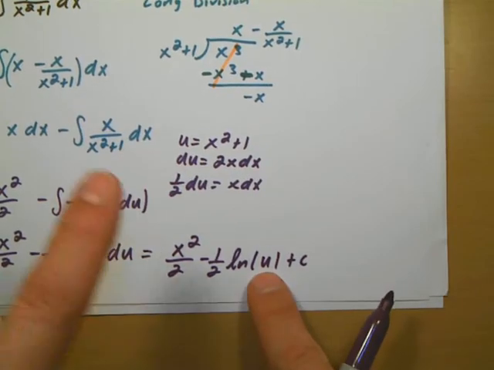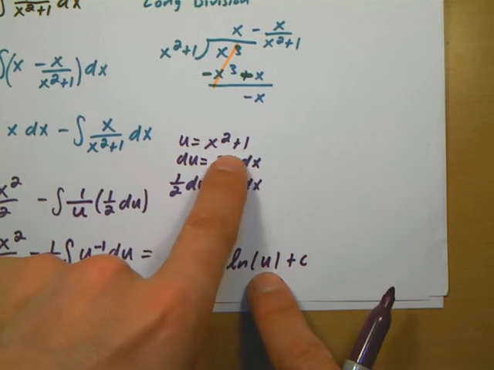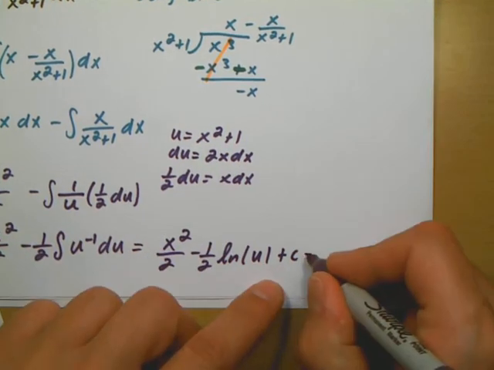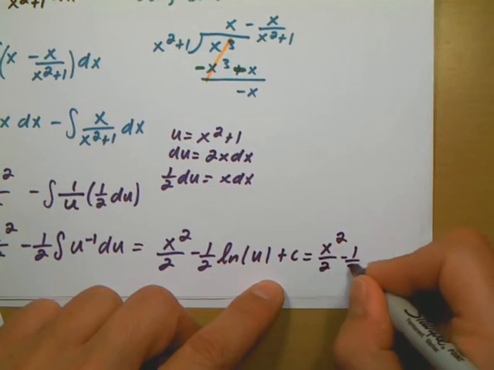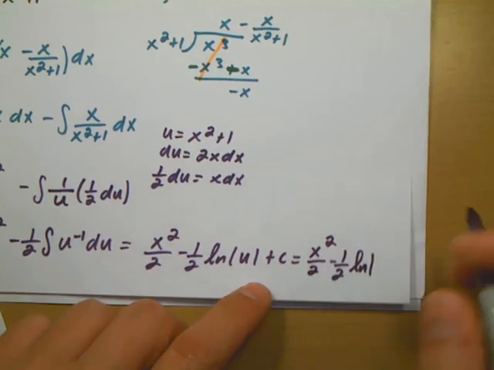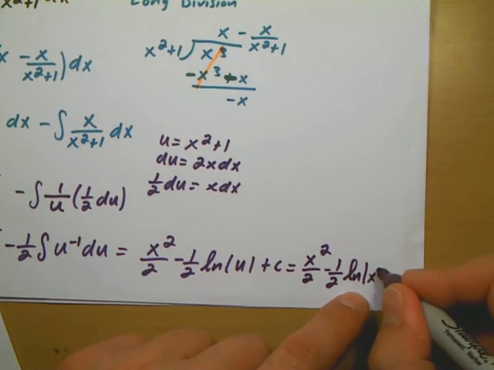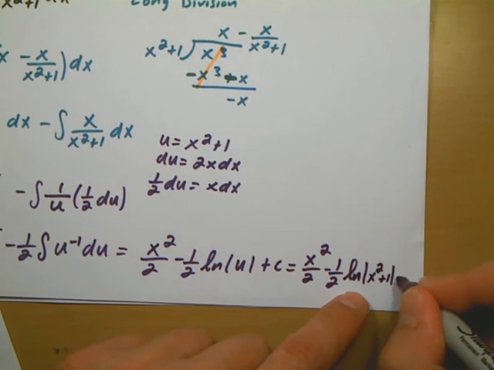And last thing is plug back what I selected for u on this one. So my answer is x squared over 2 minus 1/2 ln absolute value of x squared plus 1 plus c.